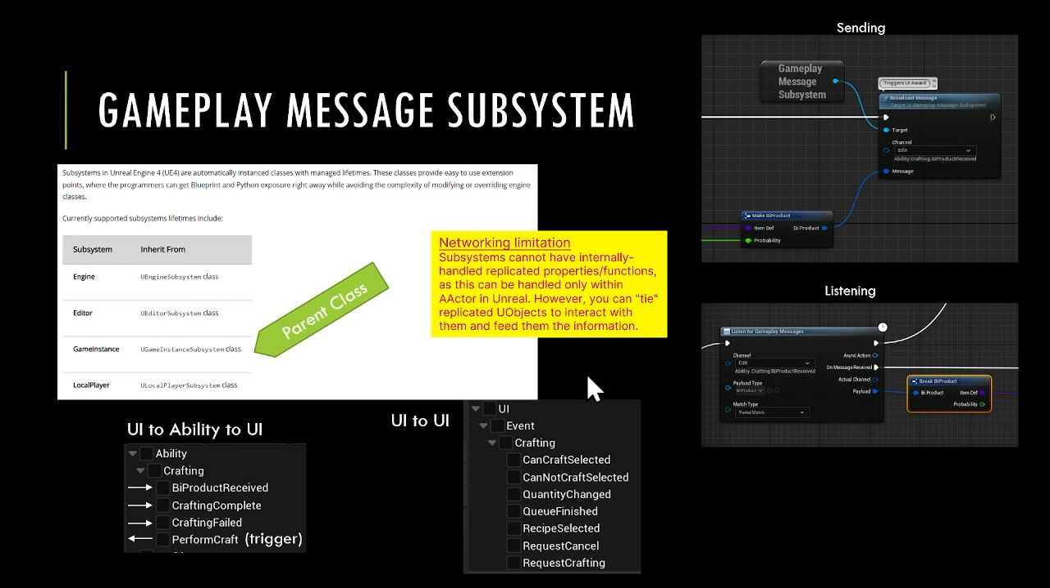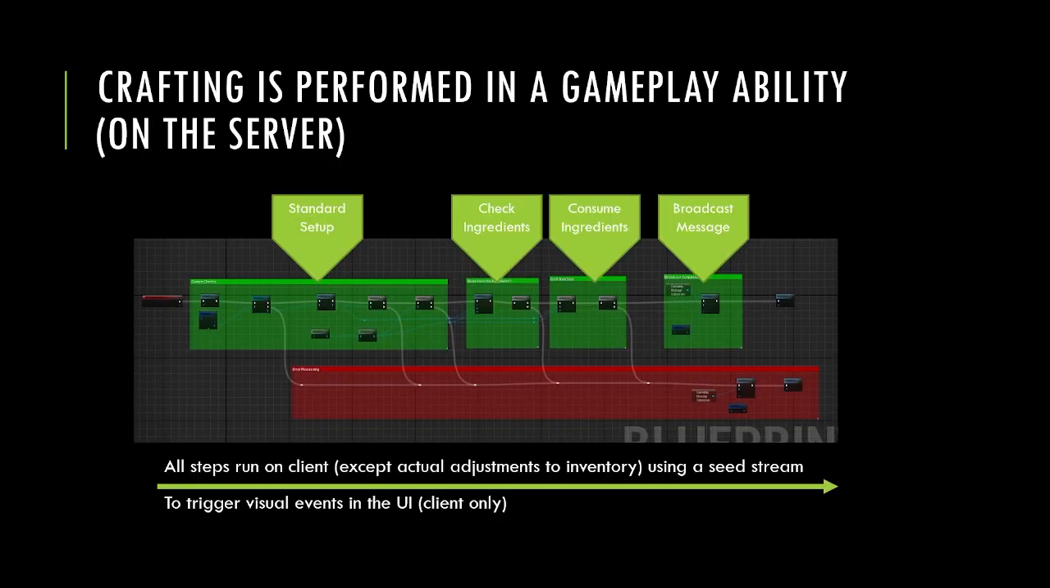So with data and the messaging system out of the way, the next component was the actual gameplay ability. The gameplay ability is where the crafting occurs. It actually only crafts on the server. However, all the steps are performed on the client except for the actual crafting step. This is so that any messages that trigger UI events are created on the client, and therefore the UI will simulate the activities that are occurring on the server. The server will always override the client if there's a discrepancy between the two.